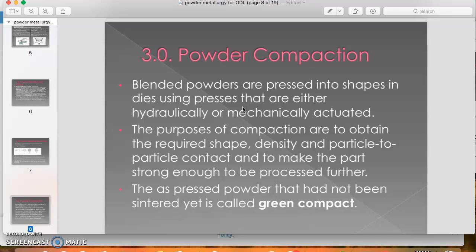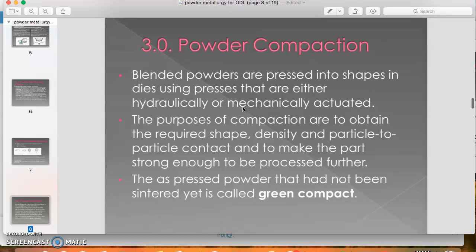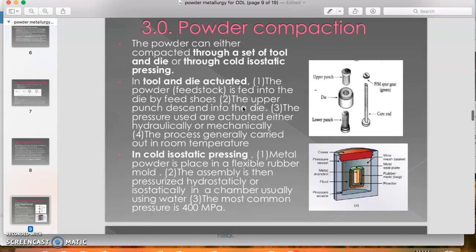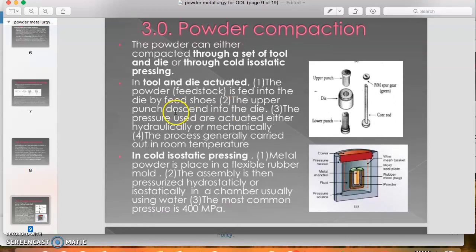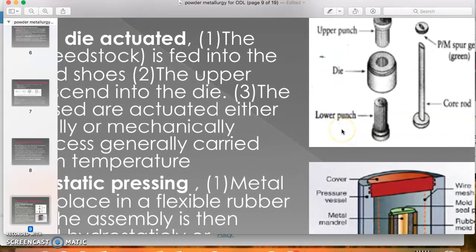Okay, for the powder compaction, there are two common methods we can apply. The first one is tool and die actuated. This figure shows the first method, and then the second one is cold isostatic pressing. The lower figure shows the isostatic pressing.